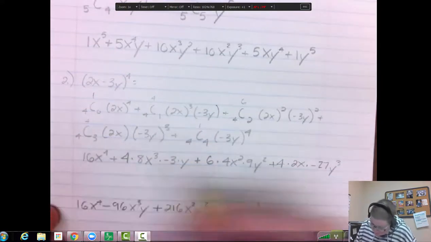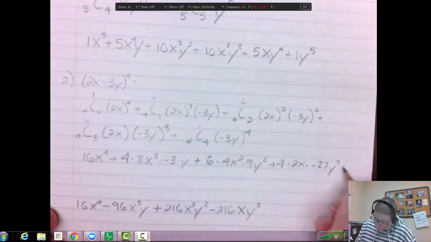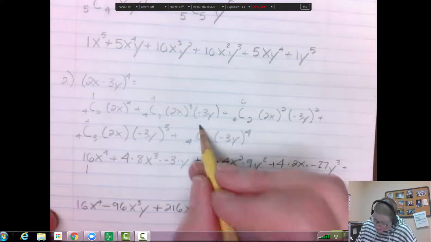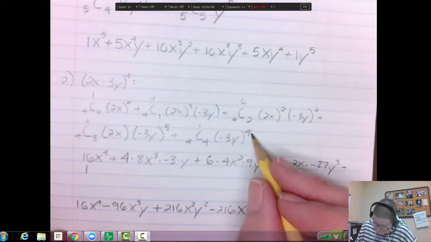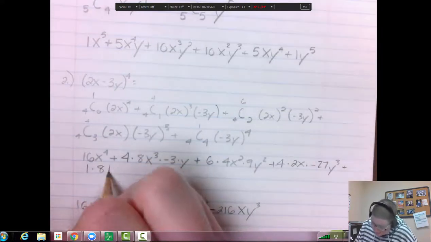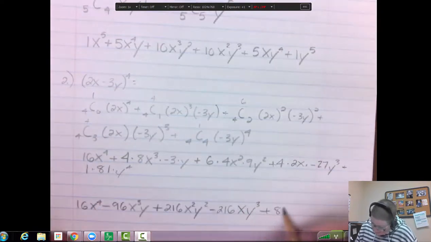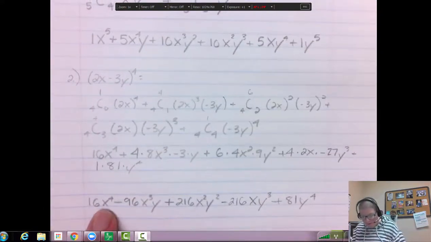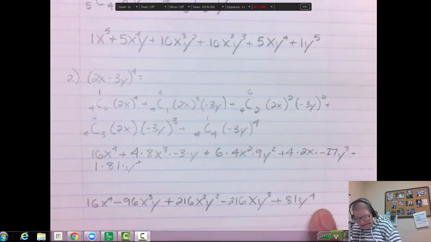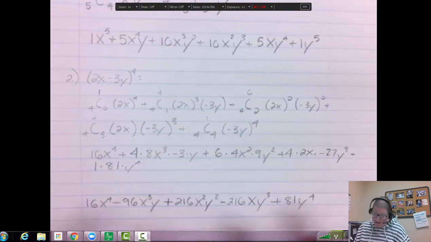And my last term here is 4 times 4 is 1. This is 1 times negative 3, I don't remember to the 4th what that is, 81. So negative 3 to the 4th power is 81, so this is times 81 times y to the 4th. So that one's pretty easy, plus 81 y to the 4th. Whew! So x to the 4th, 3rd, 2nd, 1, none; y none, y squared, y to the third, y to the fourth, and our numbers are in there.